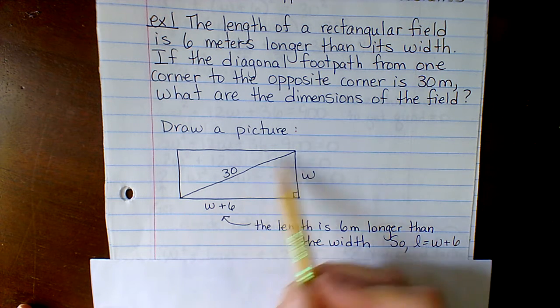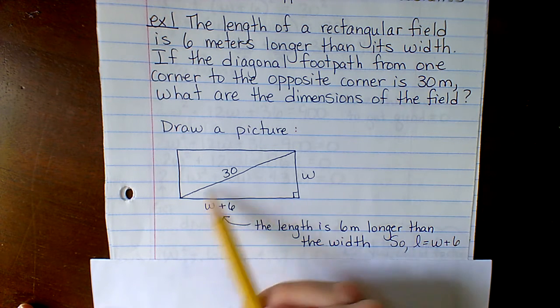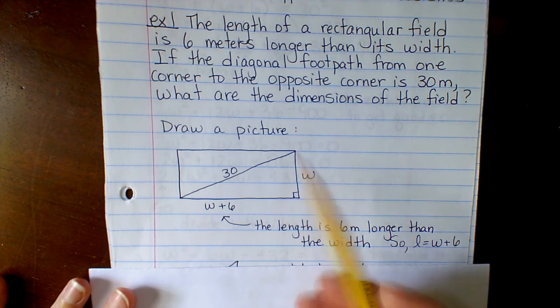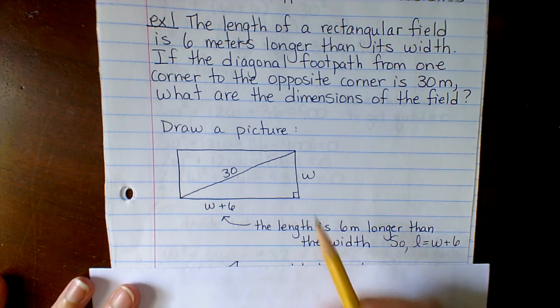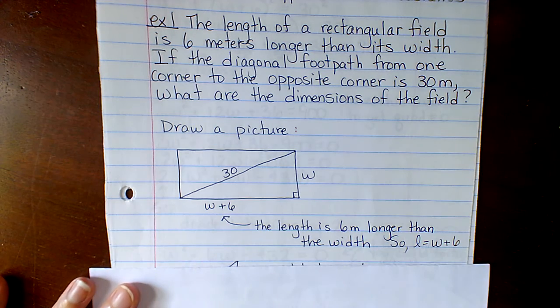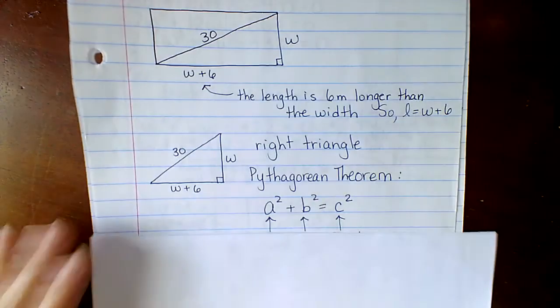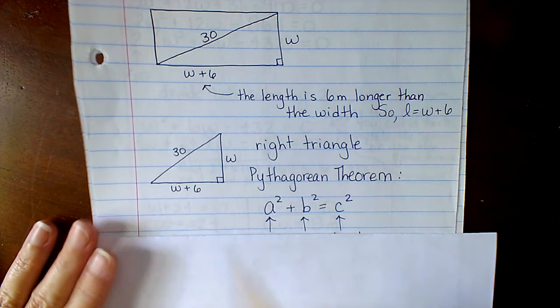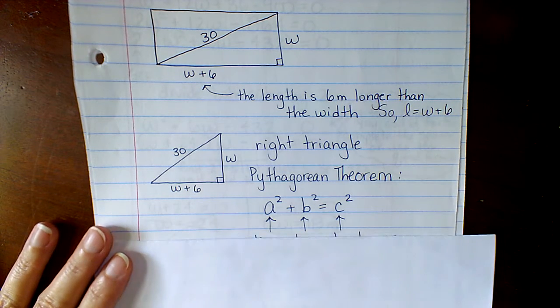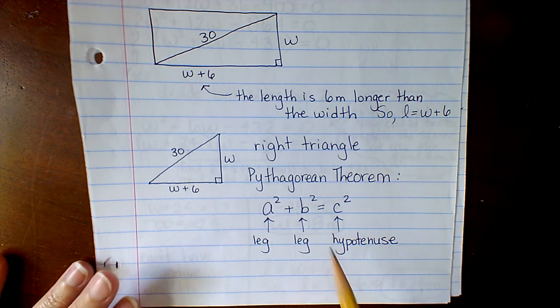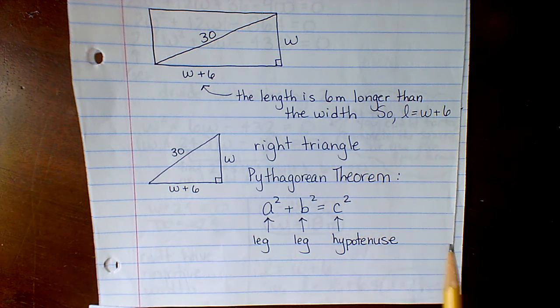We know that that diagonal footpath from one corner to the other is 30. Now how did I know it was this diagonal and not this one? It doesn't matter. You can use either one. So in doing this, because it's a rectangle, we know these are right angles in the corner. So this forms a right triangle. A right triangle, we know we can use the Pythagorean Theorem. The Pythagorean Theorem says that the sum of the squares of the two legs is equal to the square of the hypotenuse.